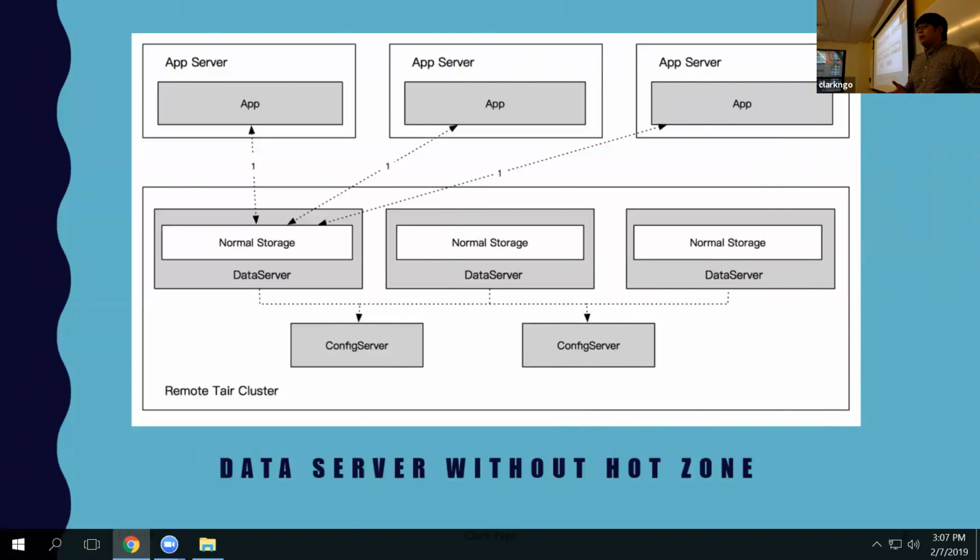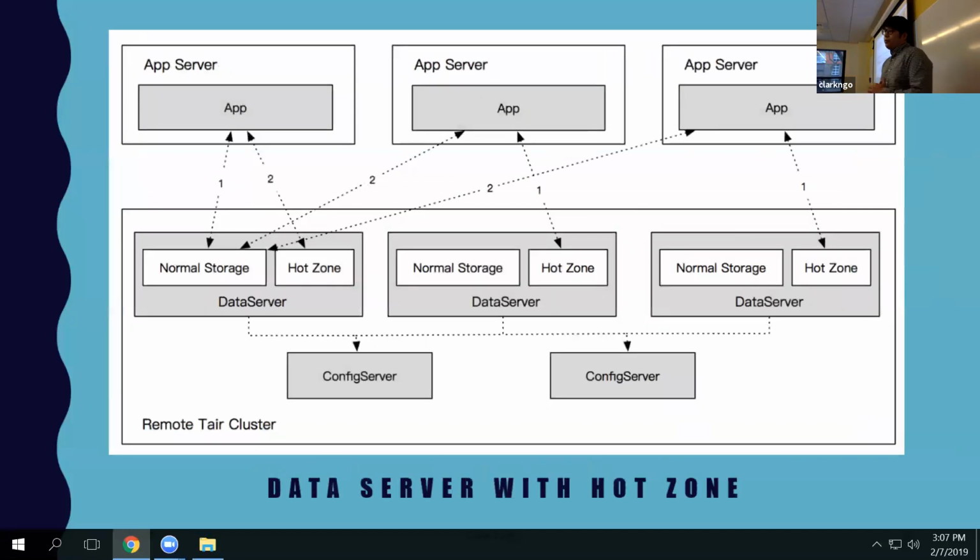But from my understanding, let's say there are 3 app servers trying to contact one data server, and it would take a lot of load, right? So if you place a hot zone per data server now, each app server would have its own hot zone that it could connect to. Again, a hot zone is those hotspot data points that they need to keep accessing and accessing. So that's as far as I know for now.